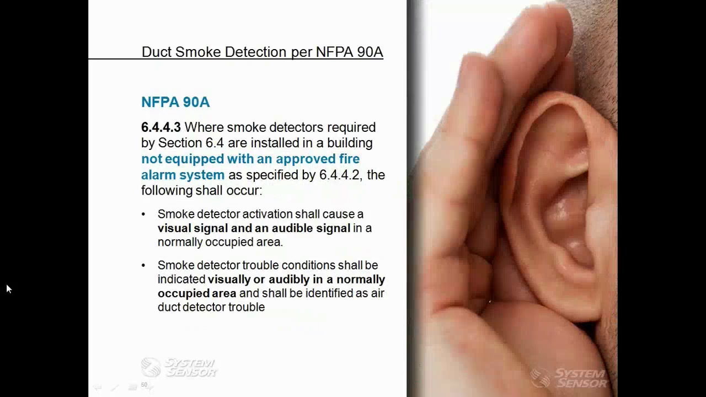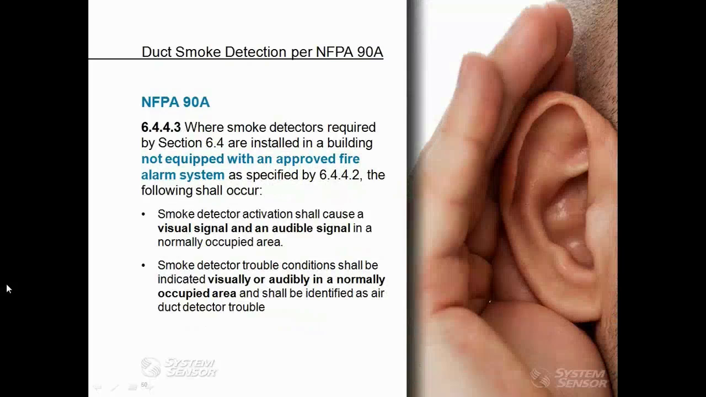Okay, here we will look at cases where there is not an installed fire alarm system. In this situation, the duct smoke detector must cause a visual and an audible signal in a normally occupied area when activated, and during a trouble condition, they should provide either an audible or a visible signal. These requirements are consistent with what is required in the International Mechanical Code.